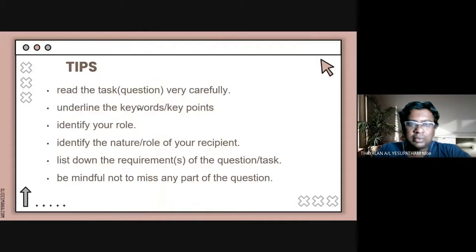Now, identify your role. So you are a cousin. Identify the nature or the role of your recipient. You are writing to another cousin of yours who is rather very bored. Now, list down the requirements of the question. What does the question want? And then be mindful not to miss any part of the question.